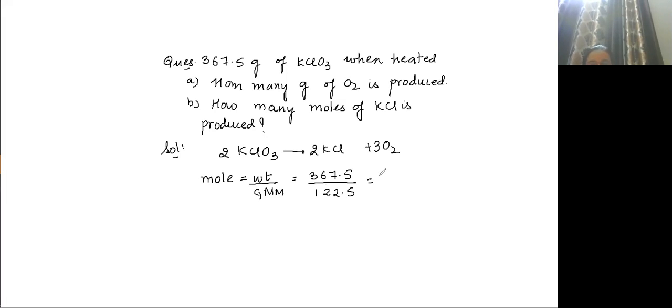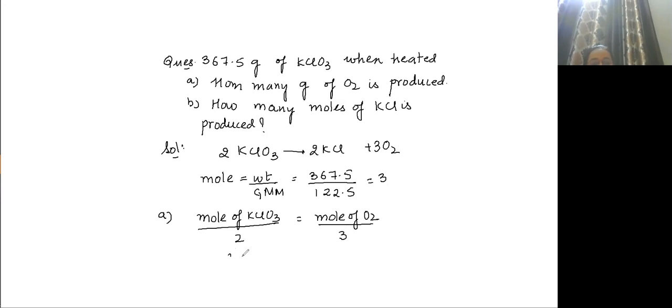This is equal to 3. So moles of KClO3 is 3. So how many grams of O2 is produced? How will you do this? A part. So KClO3 you will relate to O2. How are they related? Moles of KClO3 divided by 2 is equal to moles of O2 divided by 3.